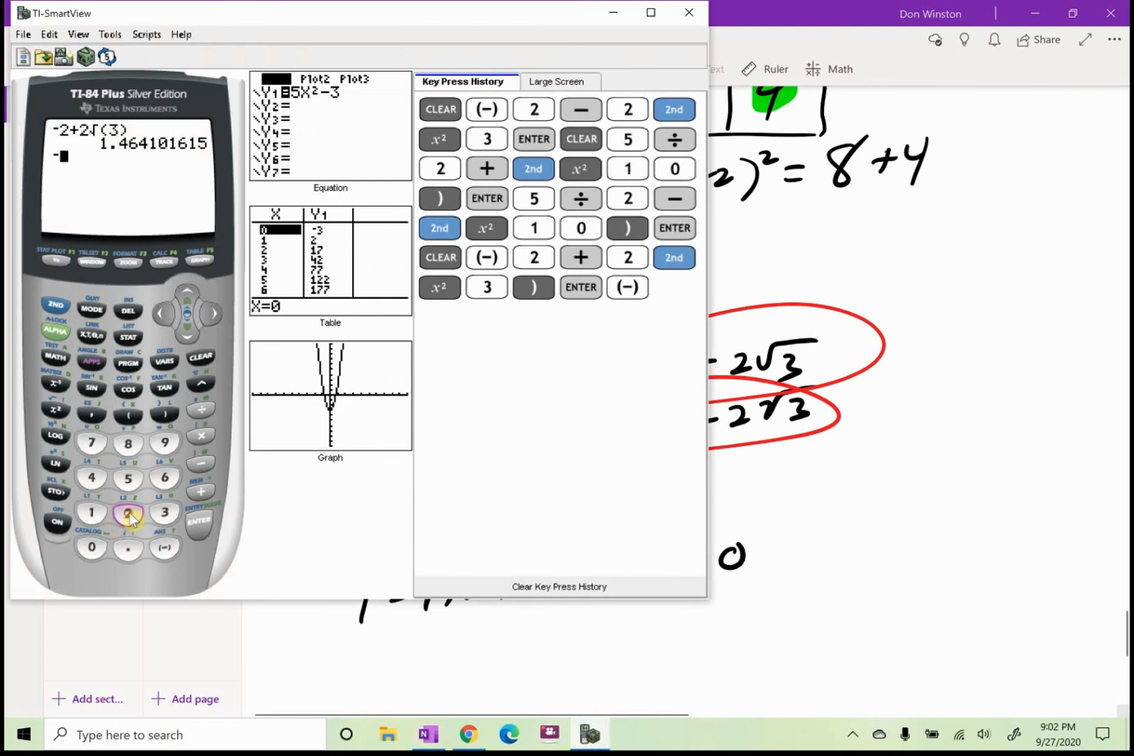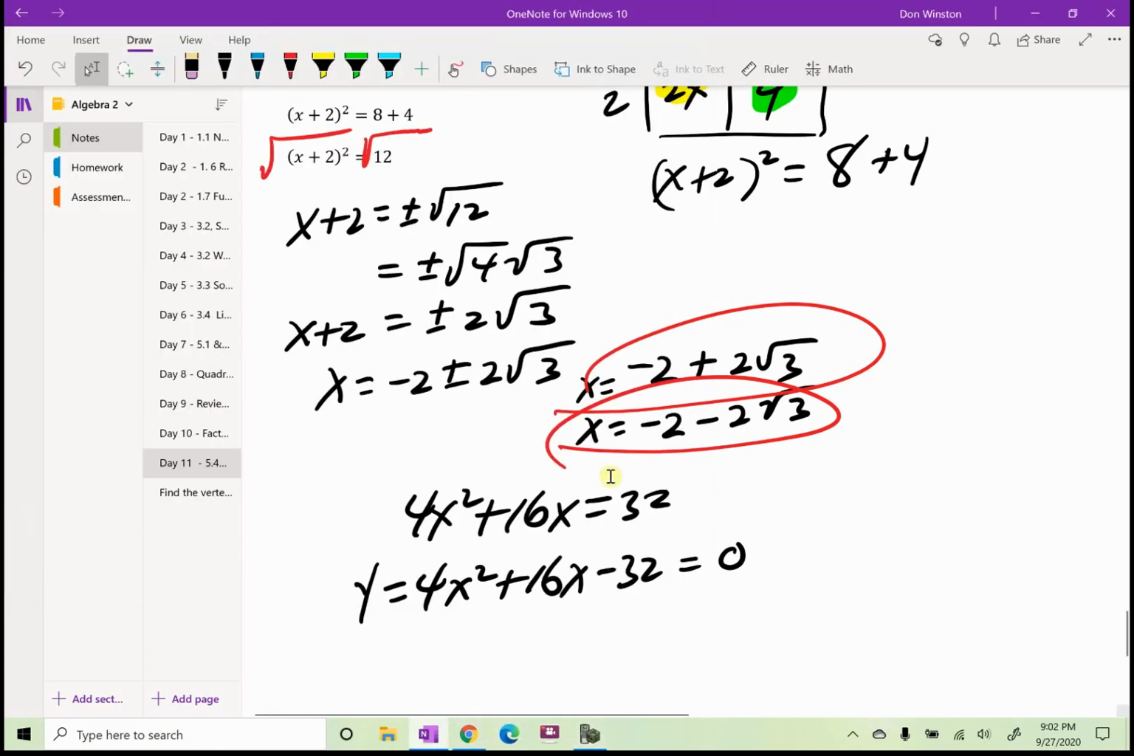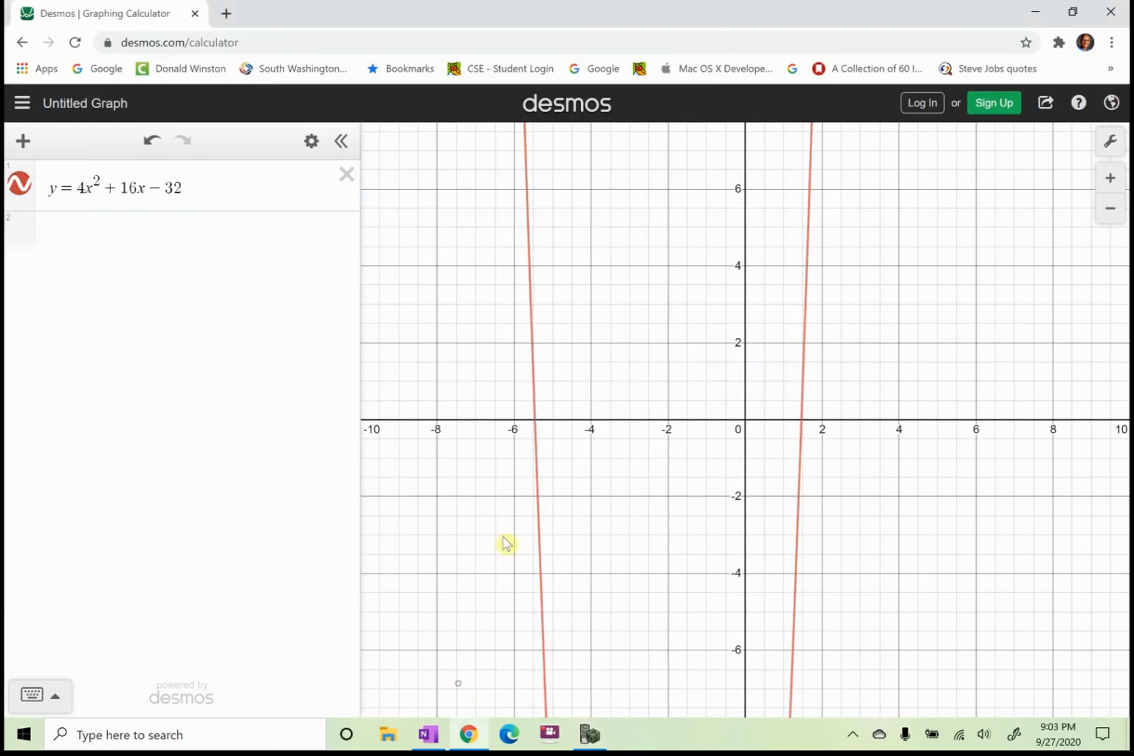So negative 2 minus. Notice the negative and the minus key are different. 2 root 3. May as well get some use out of that calculator. And negative 5.464. So if I go back here, what's that? Yeah, negative 5.464. Yep, so it checks out. So I did my work right.